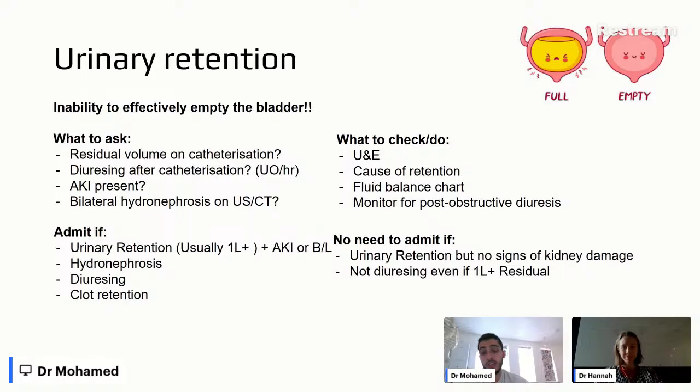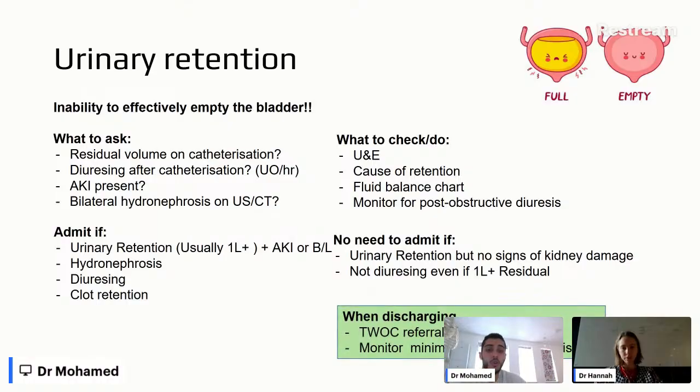If they're not diuresing, even if the residual was above a liter, so once they were catheterized, you monitor them for a couple of hours, they're not diuresing, then that's okay. They don't need to be admitted or stay any longer in hospital. And very important, of course, when discharging anyone with urinary retention, if you're discharging them with a catheter, then you need to make sure that you put in a TWOC referral. So they usually come back, depending on availability, within a week or two to have their catheter removed in hospital. And of course, you want to monitor them after you've catheterized them and they've drained for a good couple of hours at least for any potential diuresis. If there's no diuresis, then they can go home and it's all good.